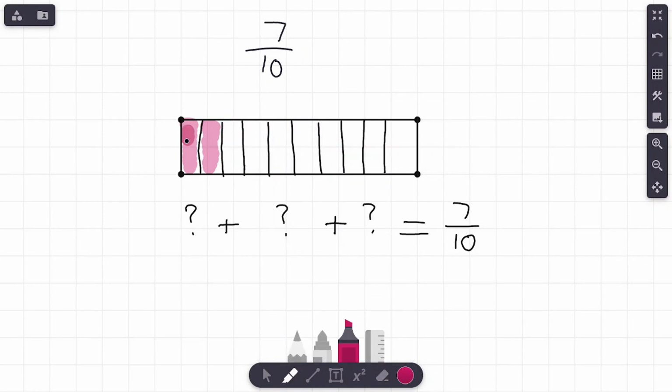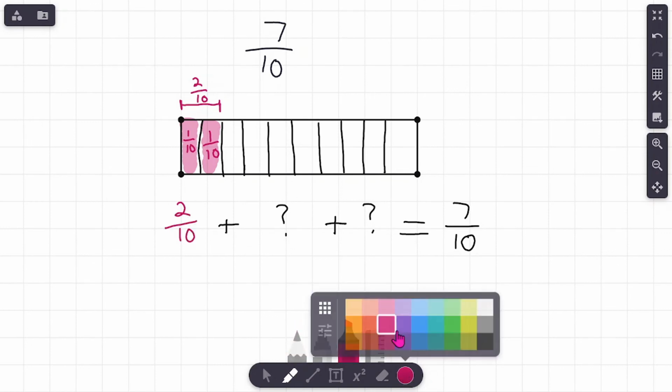So this is 1/10. Whoops, changed the pencil there. Here's 1/10. That's really small. Sorry about that, guys. There's a 1/10. So from here to here is 2/10. Okay. So my first fraction I'm going to use is going to be 2/10.